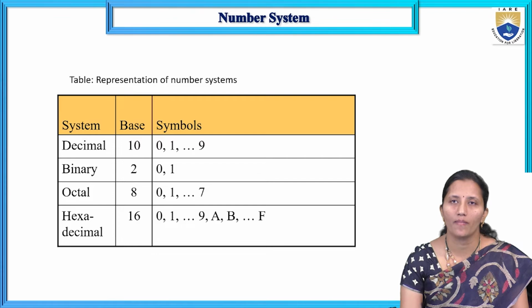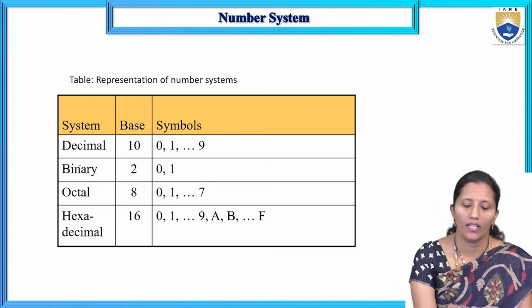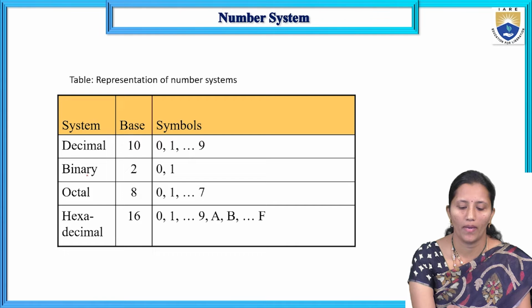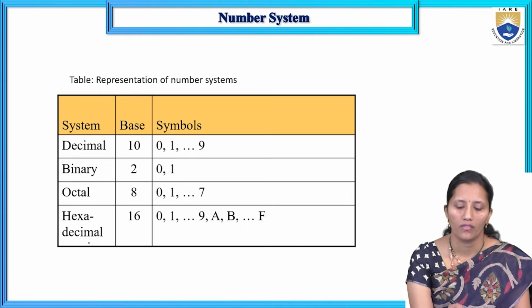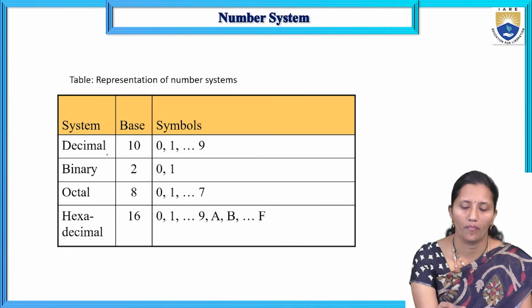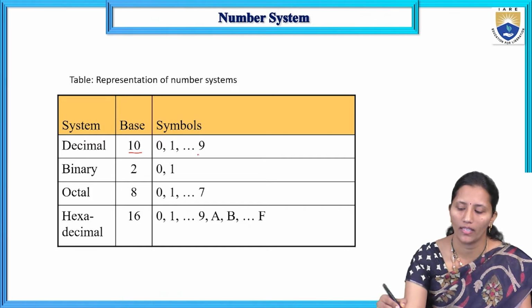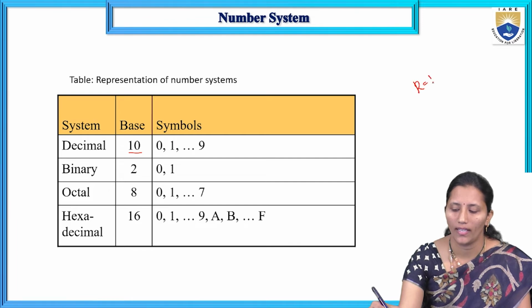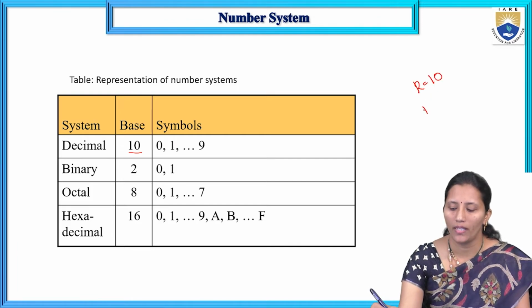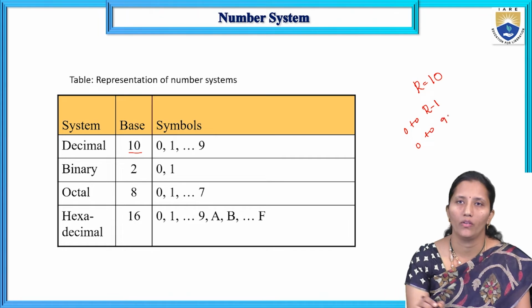First we will see what symbols we are going to use in the decimal, binary, octal and hexadecimal number systems. We already know what a decimal number is. If the base is 10, then the number is called a decimal number. In decimal numbers, we use the symbols from 0 to 9. Here the radix R is equal to 10. The numbers we use are 0 to R minus 1, so 0 to 9 in the decimal number system.